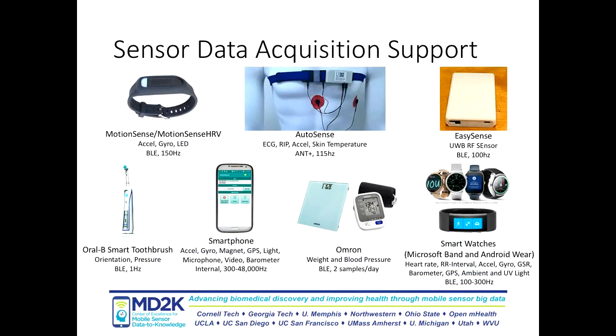mCerebrum also supports various commercially available sensor platforms such as the oral brush, Omron blood pressure, and Omron weight devices. It can also collect sensor data from the smartphone. Finally, it integrates with smartwatches such as Microsoft Band and other wearable devices. These watches also enable mCerebrum to deliver notifications to alert the user about something in the system, such as it is time to complete a survey.